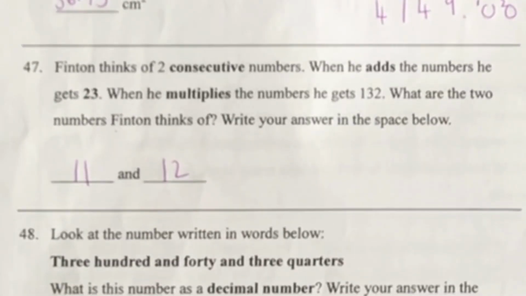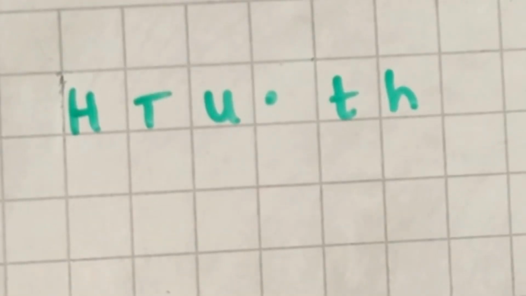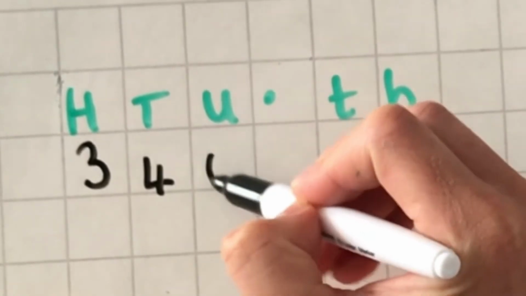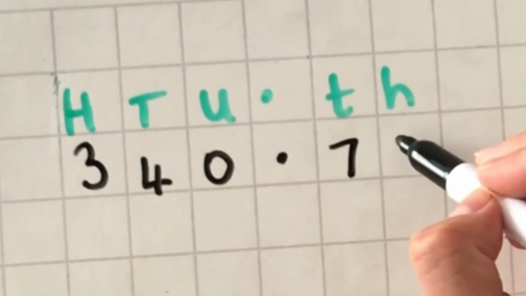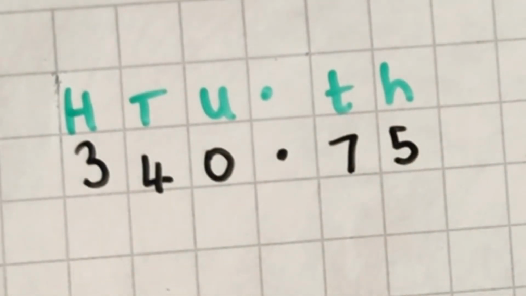47. Consecutive means one after the other. So for example, 2 and 3, 4 and 5, 7 and 8, 9 and 10. So you had to think of 2 numbers, one after the other, that multiply to make 132. Okay, so within your times tables, that's 11 and 12. Question 48, you had to write the number as a decimal. So you had 340. So 300s, 4 tens, no units, decimal point, and 3/4. 3/4 is 0.75. Okay, you must know your equivalent fractions and decimals.